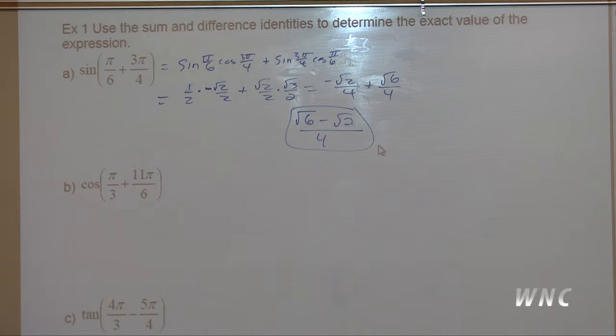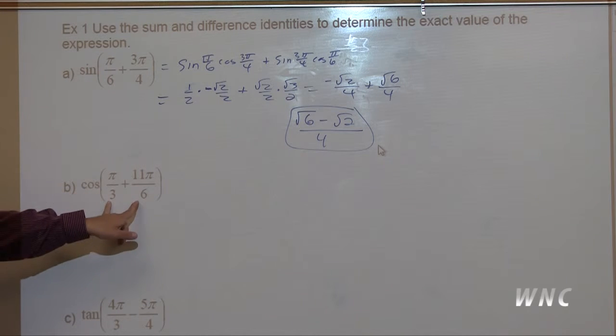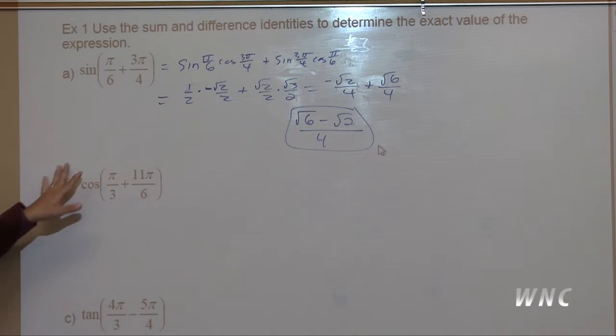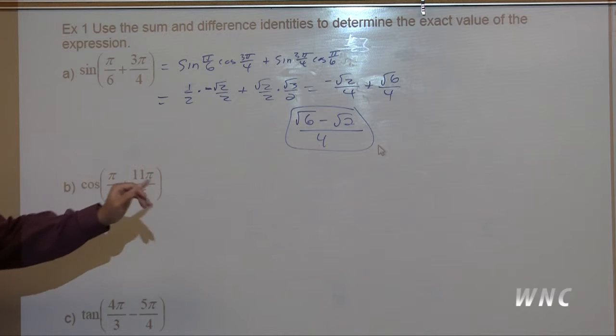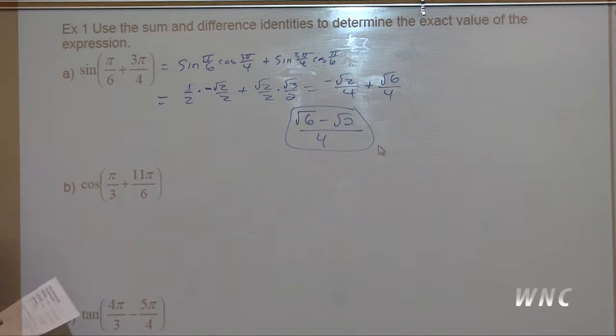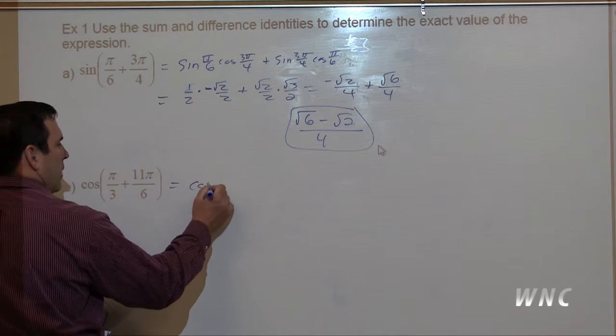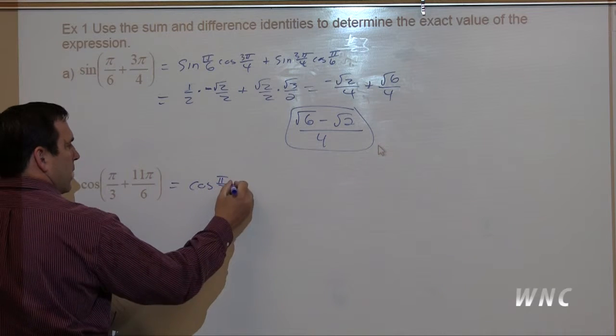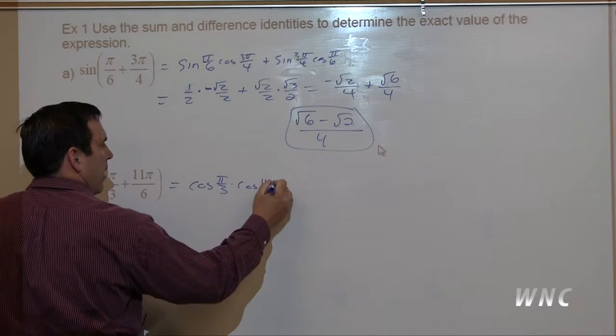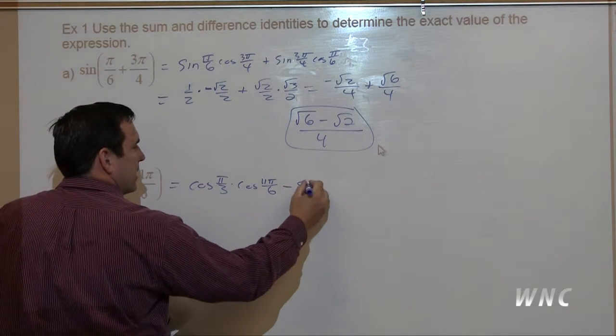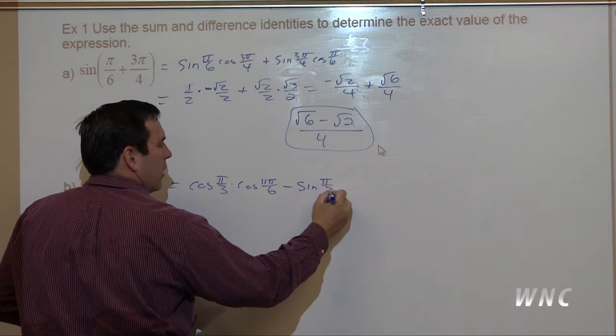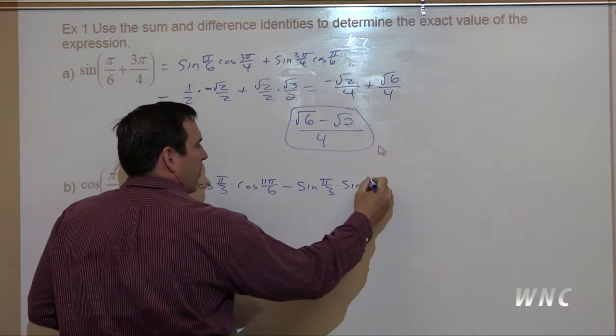Okay, following the formula. Now we have cosine of a sum. So remember how this was? The cosines were together, the sines were together, and it was a minus between them. So we have cosine of pi over 3 times cosine of 11 pi over 6 minus sine of pi over 3 times sine of 11 pi over 6.